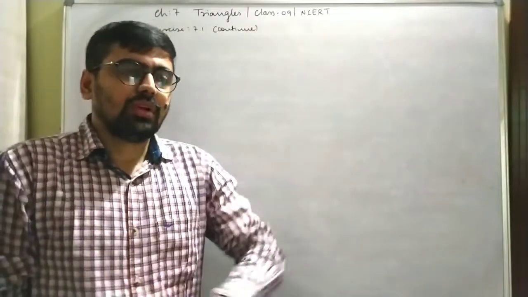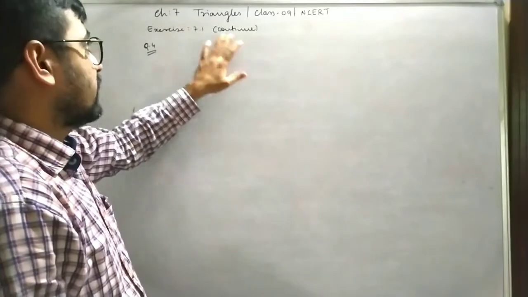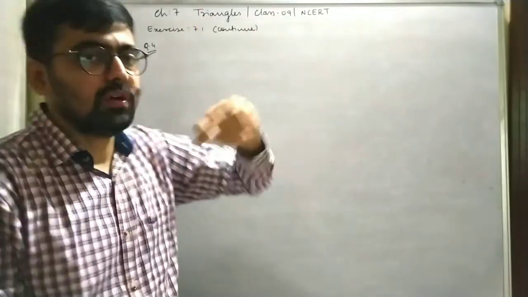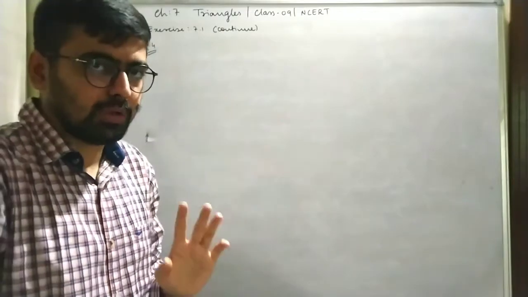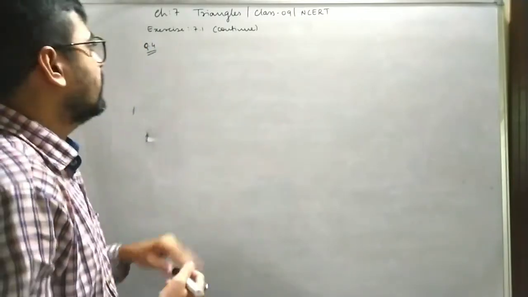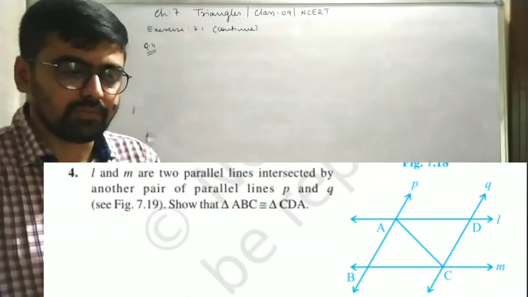Welcome students. Today we are going to continue with exercise 7.1 of chapter number 7, Triangles, of class 9. So till now we have solved the first 3 problems of the exercise. Today we are going to look at question number 4. As you can see the question on your screen.